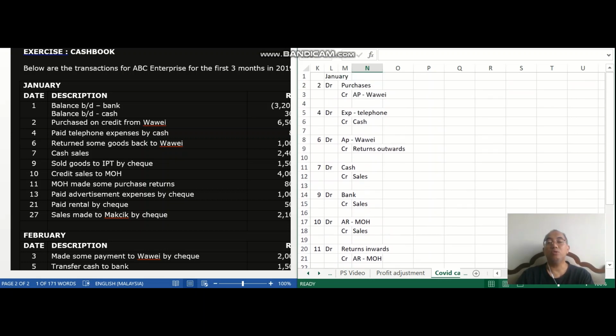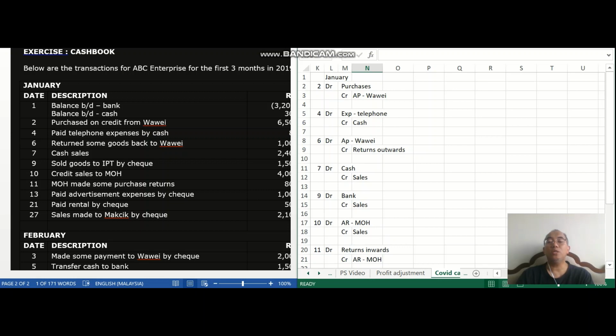Okay, so we look one by one. Which one should be in the cash book? Let's go from January 2nd. Can we see the word cash and bank? No. So this will not go to the cash book. So I just put yellow. No need. This one I just leave it there. What about January 4th? We can see the word cash. So okay, I take this one.